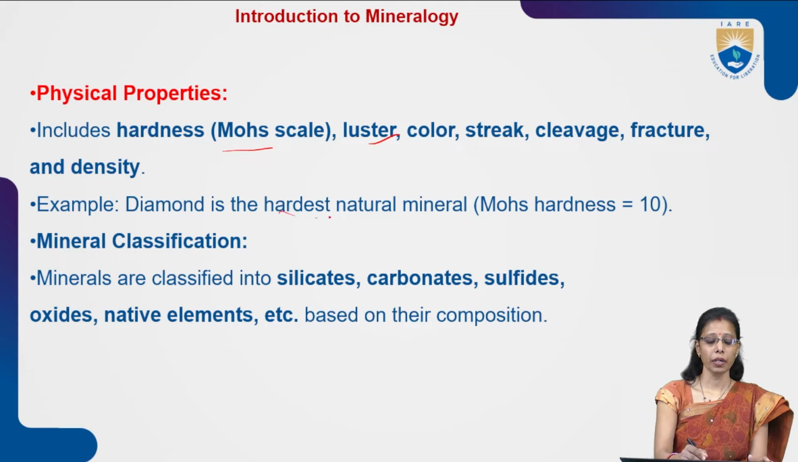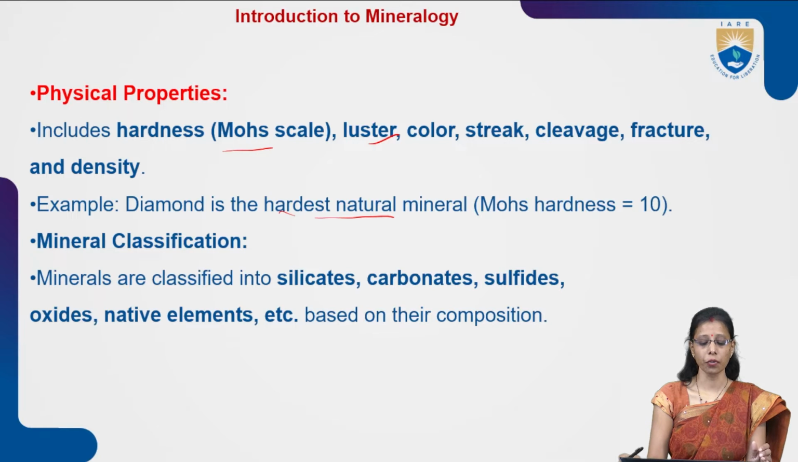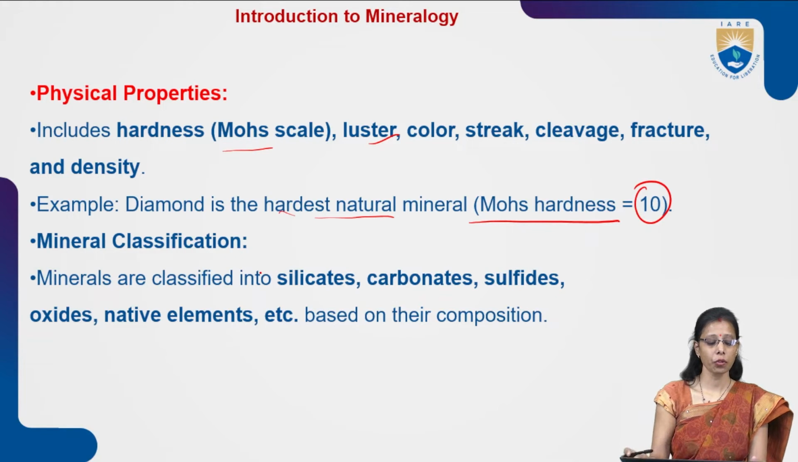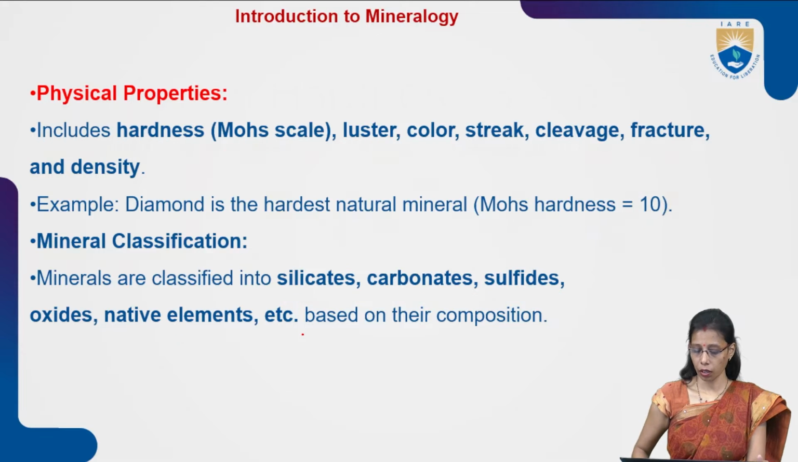So for example, diamond is a hardest natural mineral. If you want to measure the hardness of a mineral, we call it the Mohs scale. In the Mohs scale we have a hardness from 1 to 10. If you measure on the Mohs scale, the hardness of diamond is 10. So the hardest mineral here is diamond. Now, mineral classification: minerals are also classified into silicates, carbonates, sulfides, oxides, native elements, etc. based on their composition.